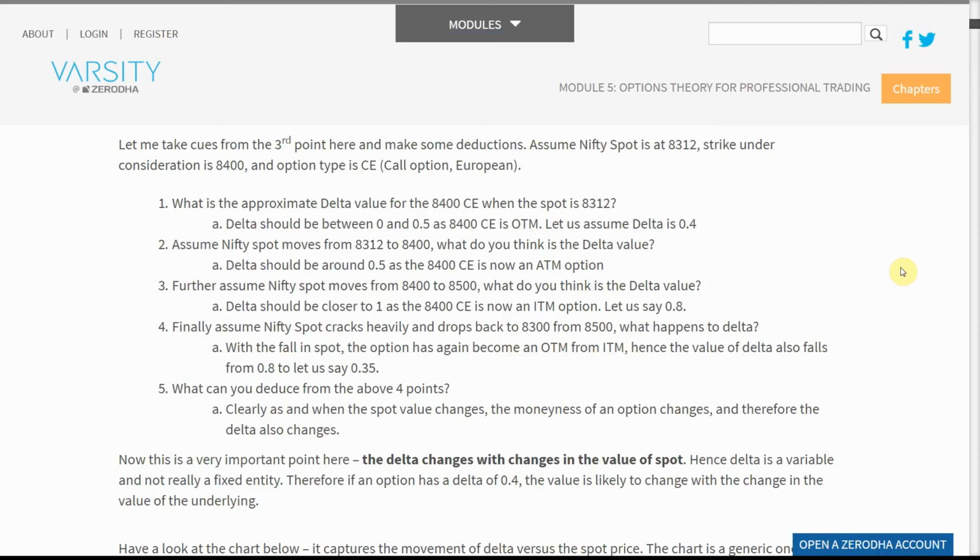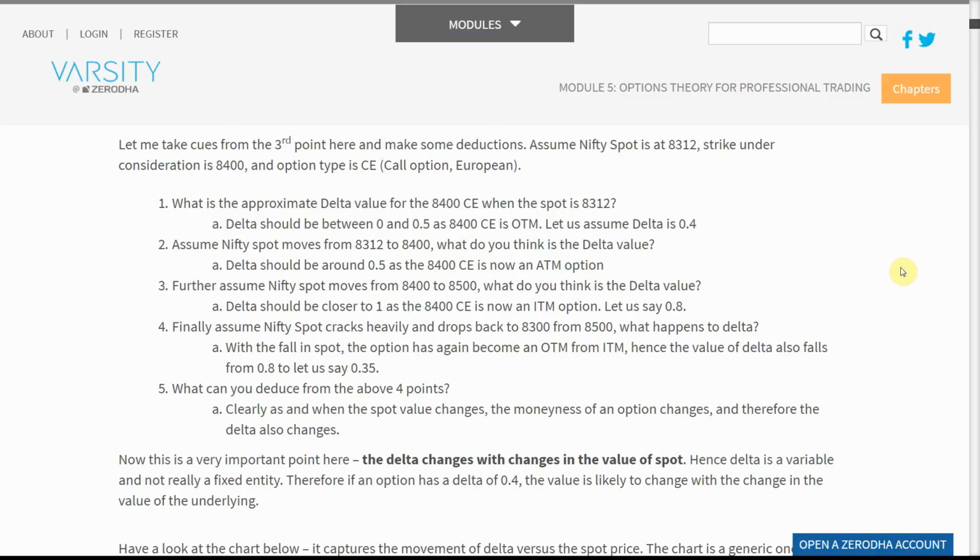Assume Nifty spot moves from 8,312 to 8,400. What do you think is the delta value? Delta should be around 0.5 as the 8400 is now an ATM option. Further, assume Nifty spot moves from 8,400 to 8,500. What do you think is the delta value? Delta should be closer to 1 as the 8400 is now an ITM option. Let us say 0.8.